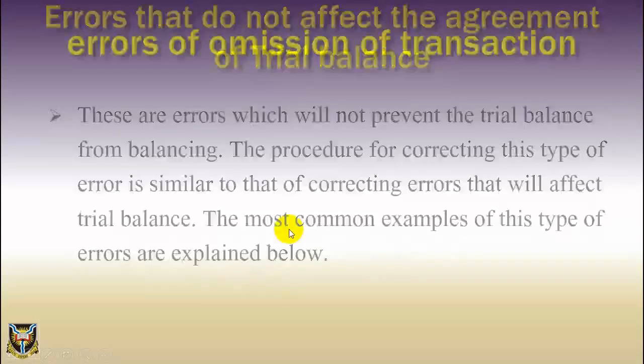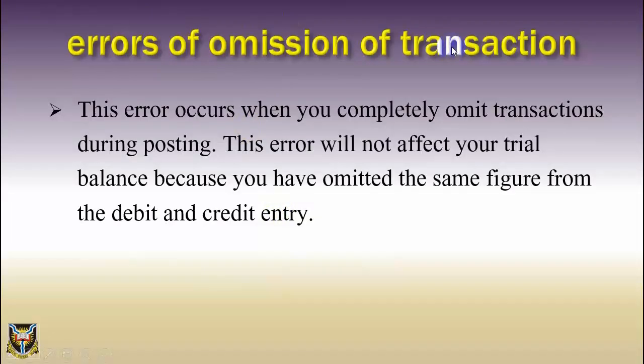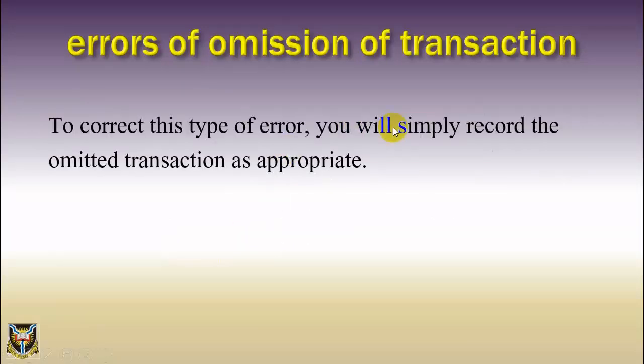1. Errors of omission of transaction. This error occurs when you completely omit transactions during posting. This error will not affect your trial balance because you have omitted the same figure from the debit and credit entry. To correct this type of error, you will post the omitted transaction as appropriate.